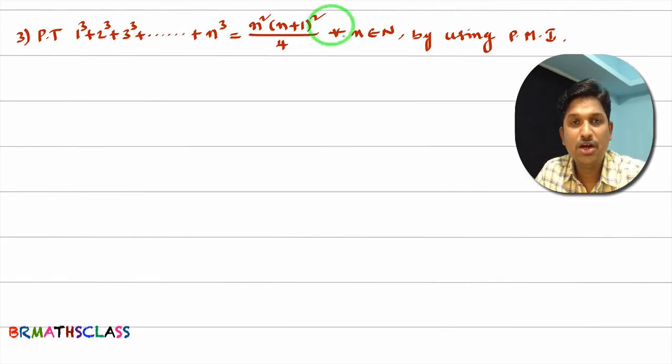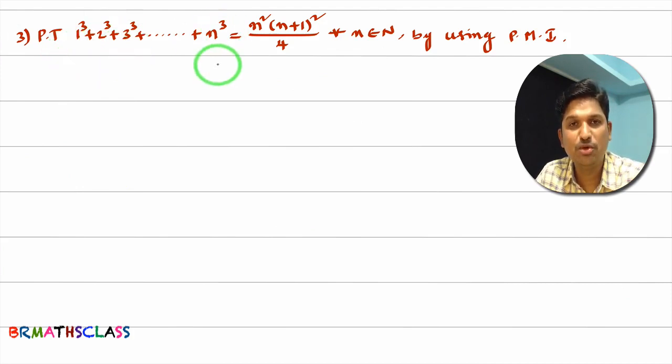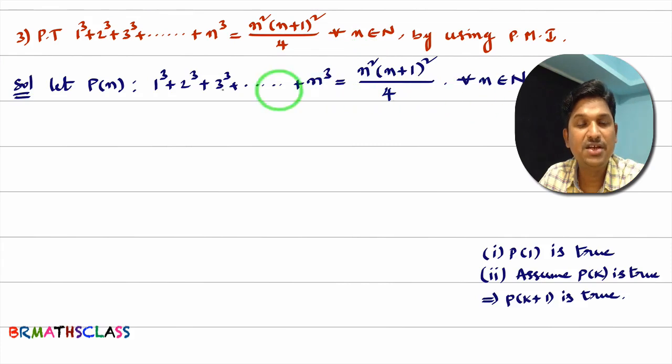Okay, you see this third question. Prove that 1 cube plus 2 cube plus 3 cube plus and so on plus n cube equals n square into n plus 1 whole square divided by 4 for all n belongs to N. We need to prove this statement by using principle of mathematical induction. So what is the first step? We will take the given statement as P of n. I considered the given statement as P of n.